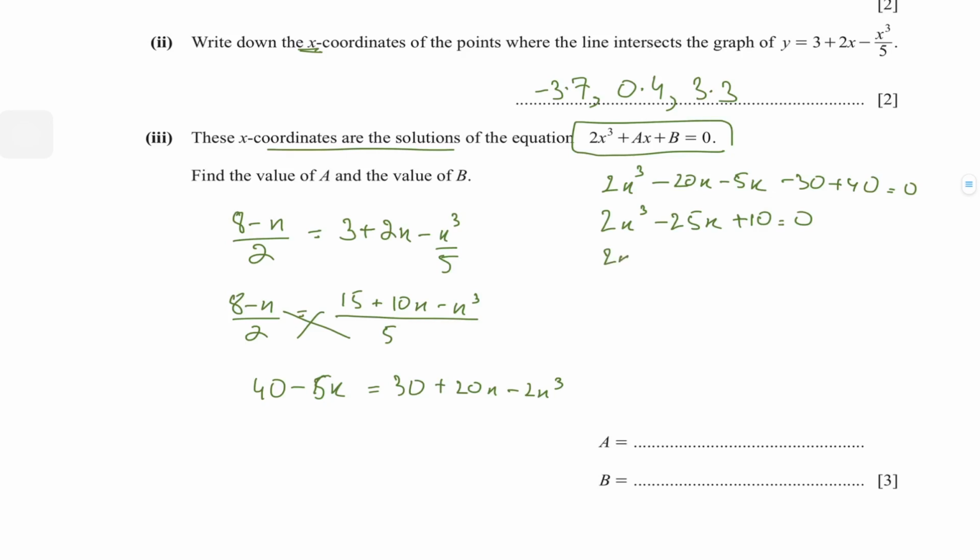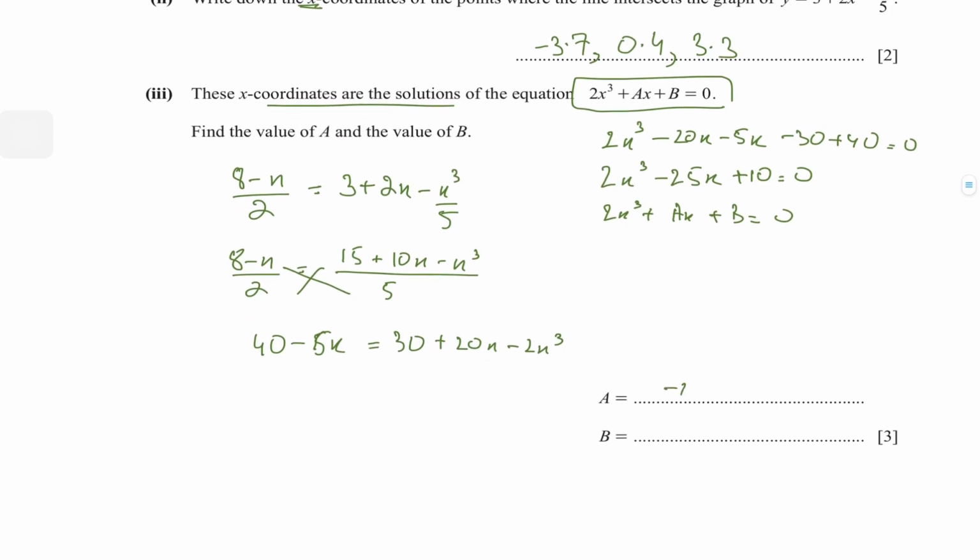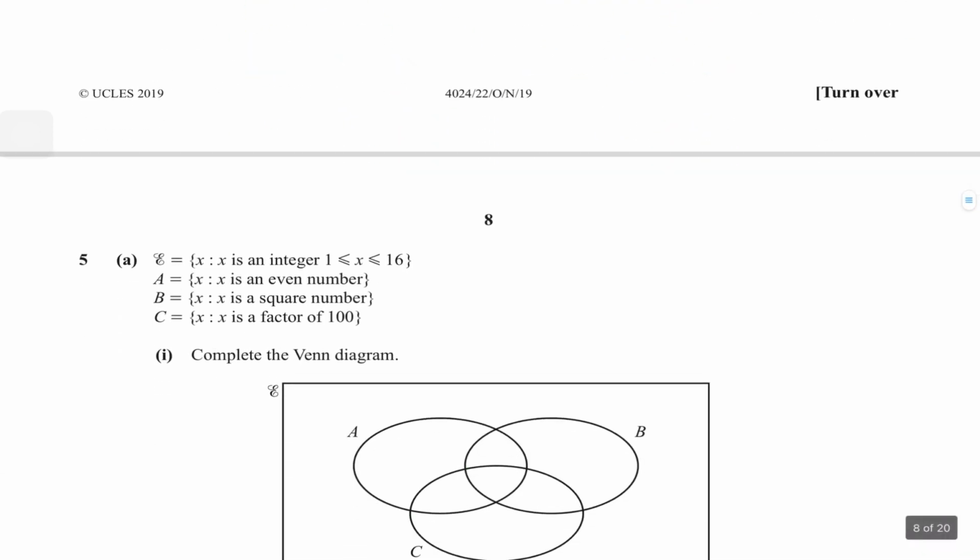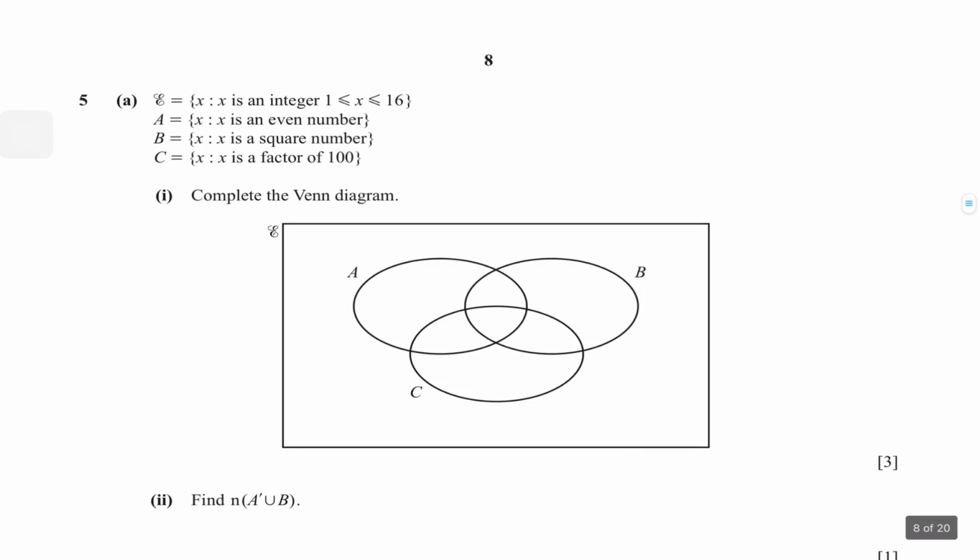Okay, so if I compare this with what's given, that's 2x cubed plus ax plus b equals 0. I can see that the value of a is minus 25, and the value of b is positive 10. So that's our answer to the last part of this question. Now let's do question number 5.